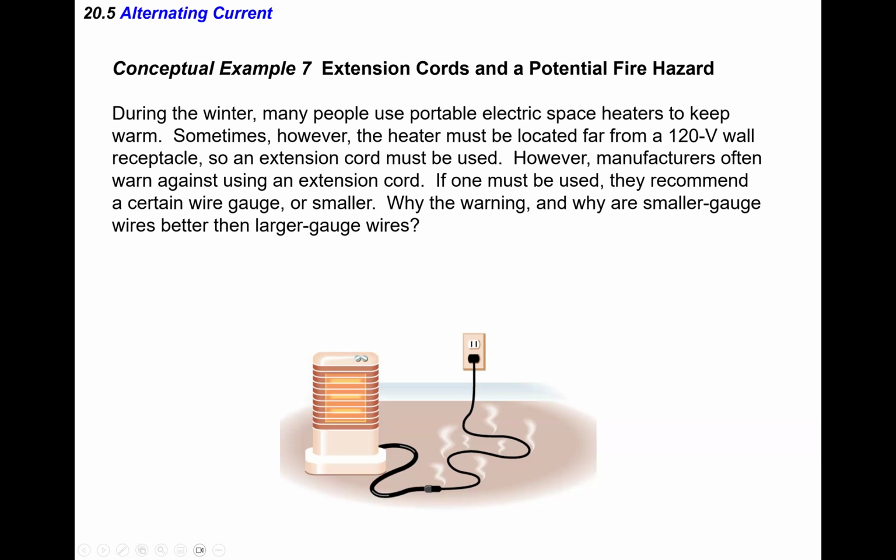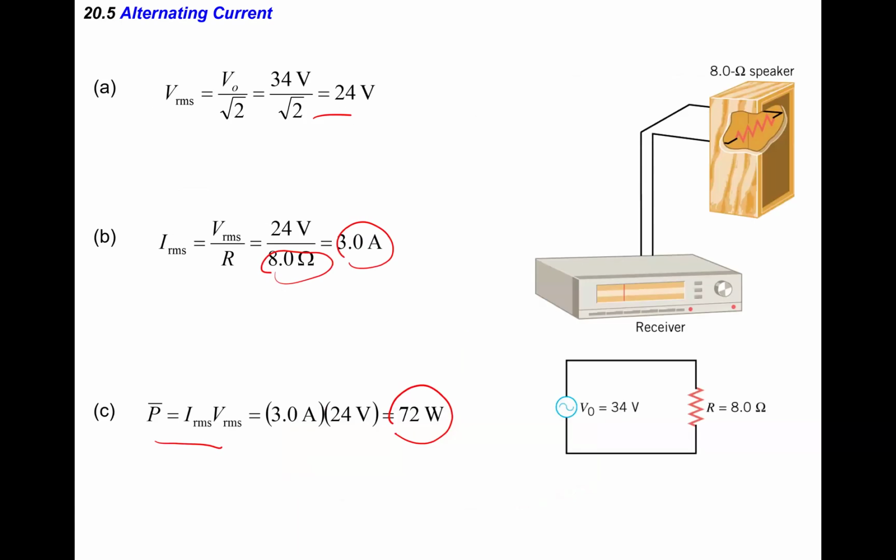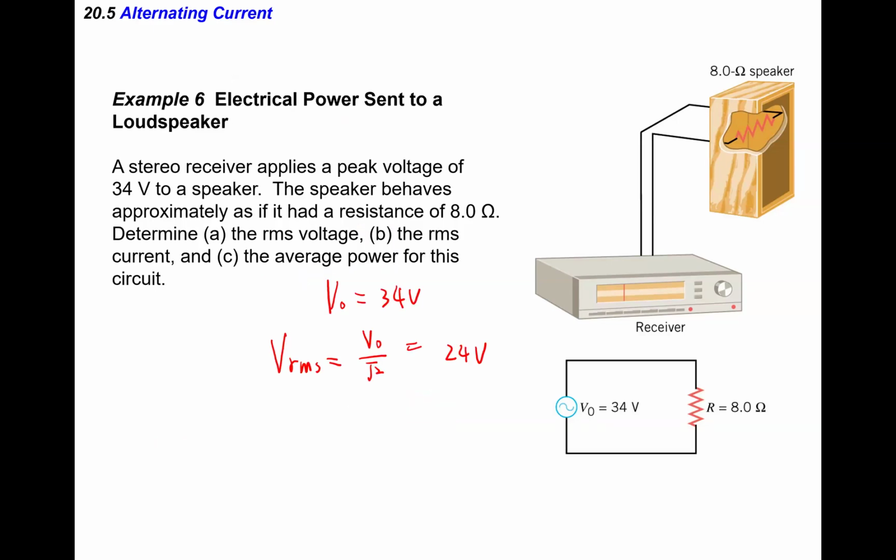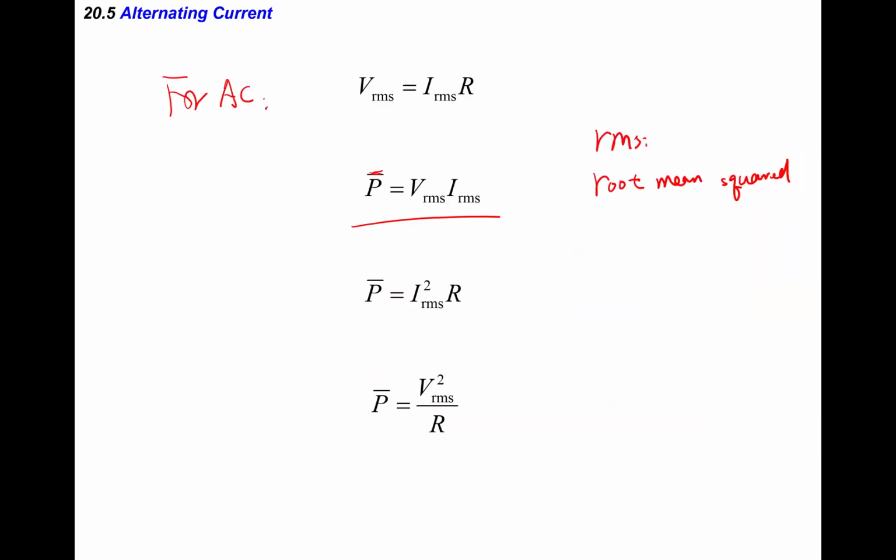Why the warning? And why are smaller gauge wires better than large gauge wires? It's trying to prevent it from being too hot, because we have the power here.